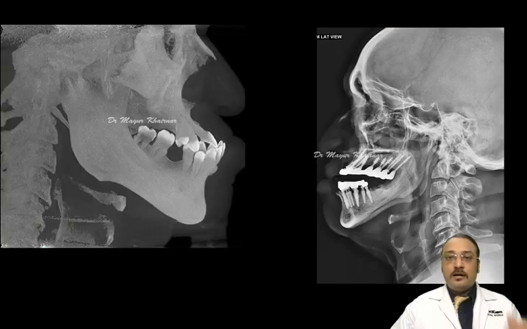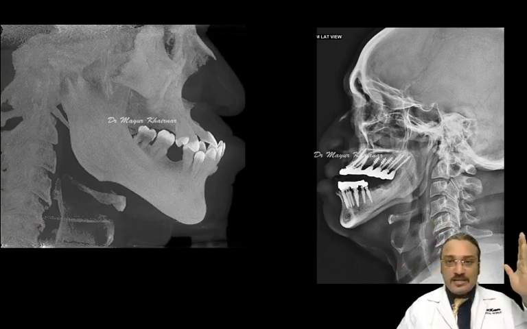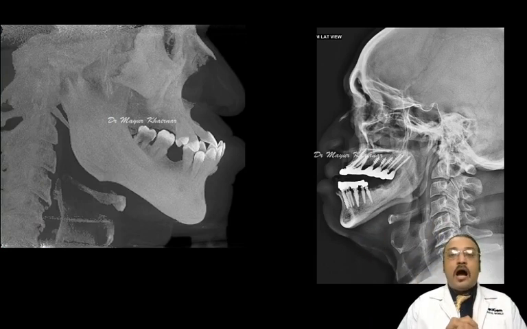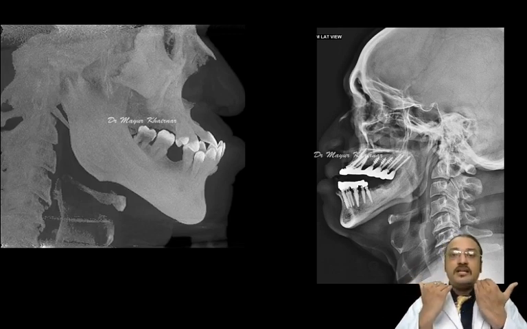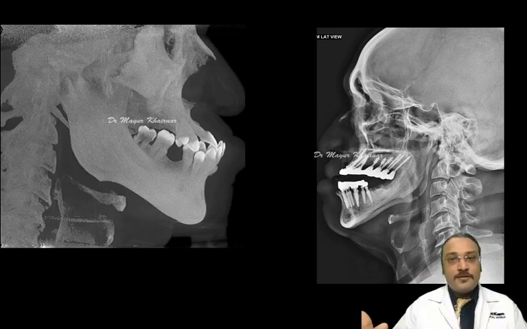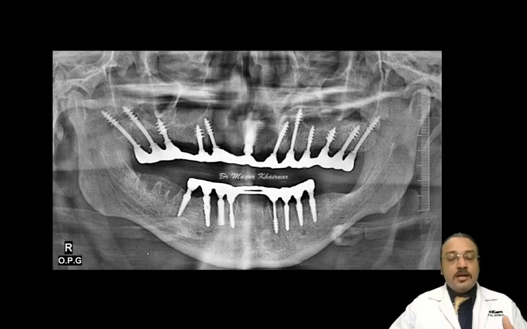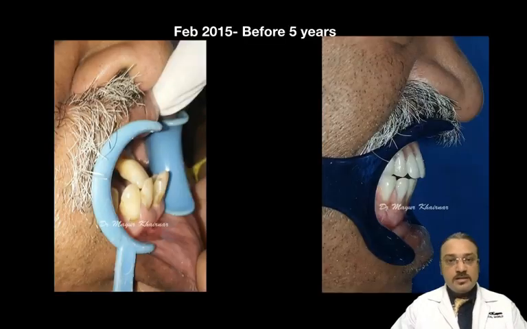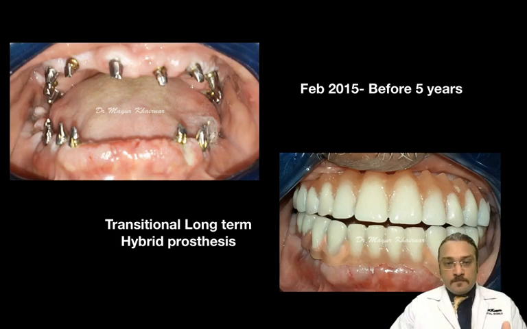Now this is an X-ray of the patient. You can appreciate on the left hand side and on the right hand side what is the change, how the lower teeth were in front before and now how the teeth have been taken back. That's how the difference has been created. This is the X-ray of the patient in 2015 when we gave him teeth in 3 days. That is the profile of the patient in 2015. This is the intraoral picture 5 years back.